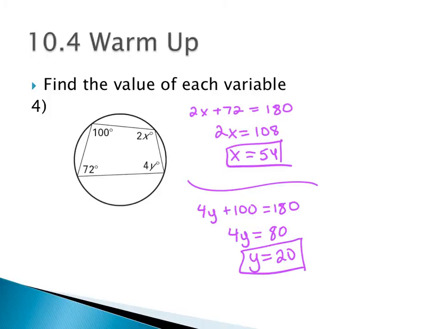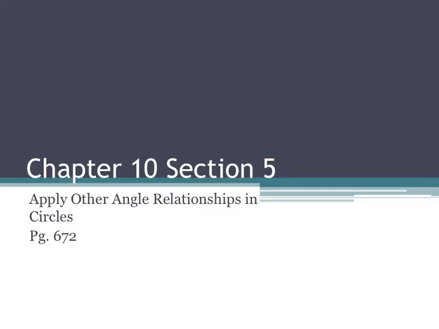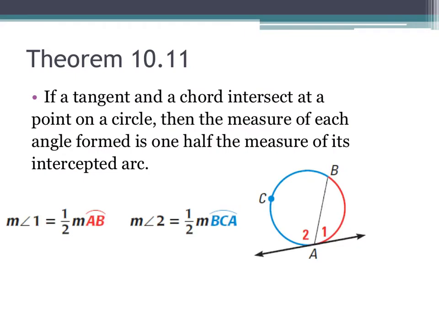Okay, flip to your... All right, so 10.5 is called applying other angle relationships in circles. So we're going to do a little bit more with angles inside a circle, and then tomorrow we move on to segments inside a circle. These are kind of the angles that we call floating angles or angles that are outside of the circle. So this is things in addition to central angles and inscribed angles.